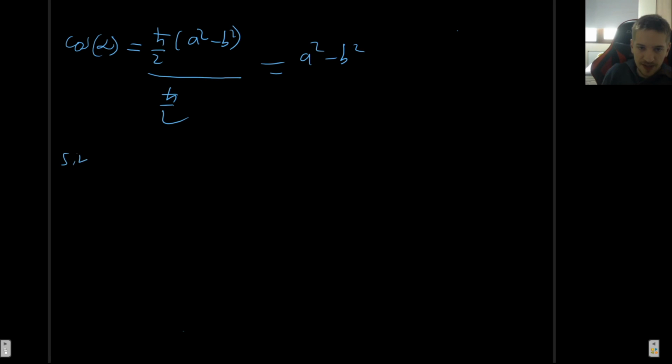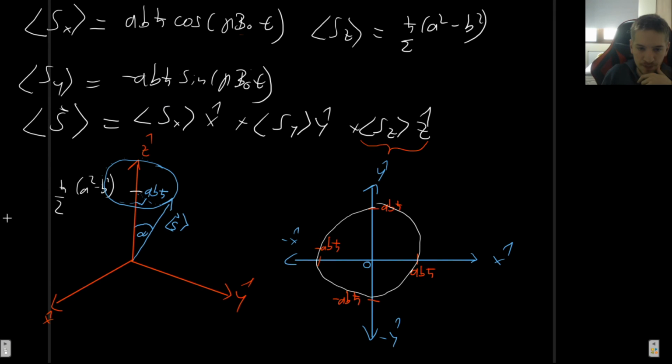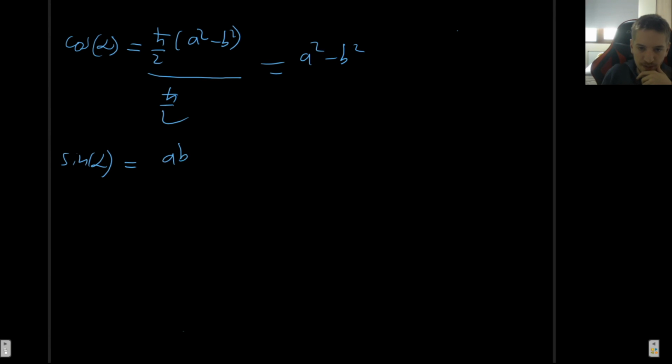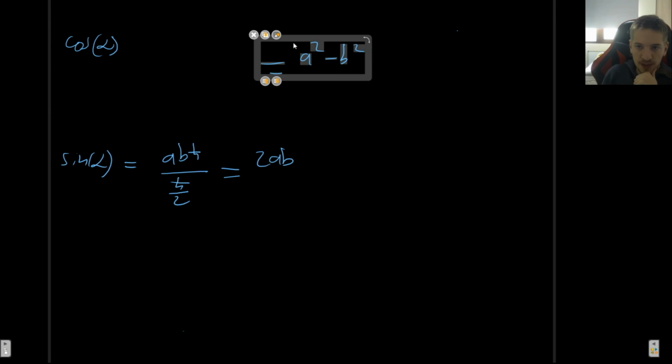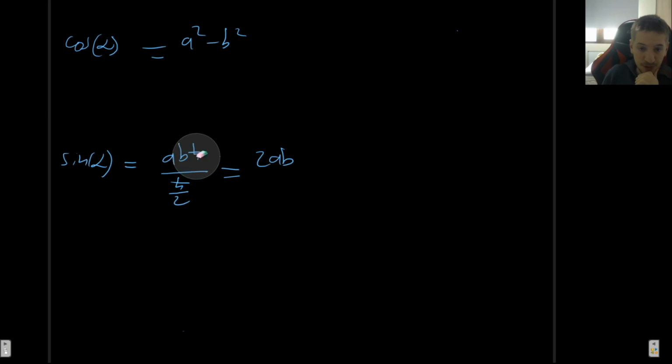So we have sine of alpha, which is going to be the opposite side, which, remember from our drawing, the opposite side is AB h bar. So we get AB h bar divided by h bar divided by 2. So the h bar cancels out and the 2 goes up. So we get 2ab. Now, this is a system of equations which we can solve to find a and b. However, doing it is not easy at all.